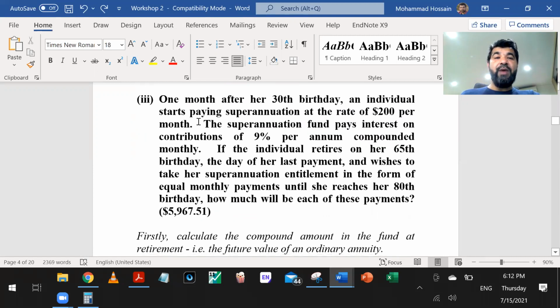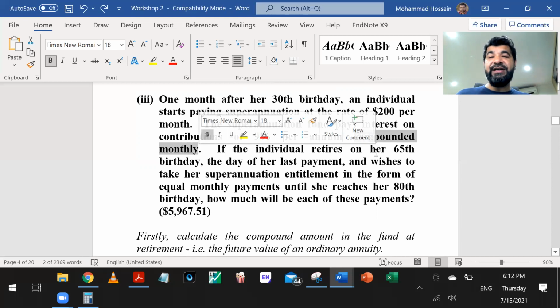Okay, third one is: 1 month after her 30th birthday, an individual starts paying superannuation at the rate of $200 per month. Like, look, superannuation you're paying. This is very important in our daily life because we always do this type of dealings. If the superannuation fund pays interest contribution of 9% per annum compounded monthly. Interesting. Compounded monthly, M equal to 12.